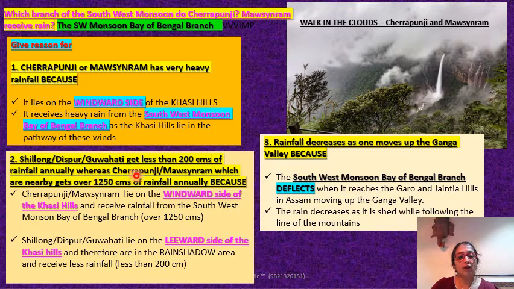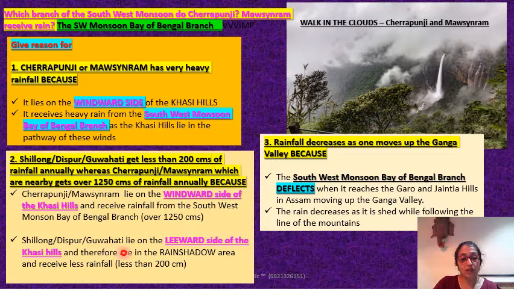Shillong, Dispur, Guwahati get less than 200 centimeters of rainfall annually, whereas Cherrapunji, Mawsynram, which are just nearby, get 1250 centimeters of rainfall annually. Why? They're almost the same latitude and they're very, very close. Then why do those places get rain and these don't? Well, Cherrapunji, Mawsynram lie on the windward side of the Khasi Hills and they receive rainfall from the southwest monsoon Bay of Bengal branch.